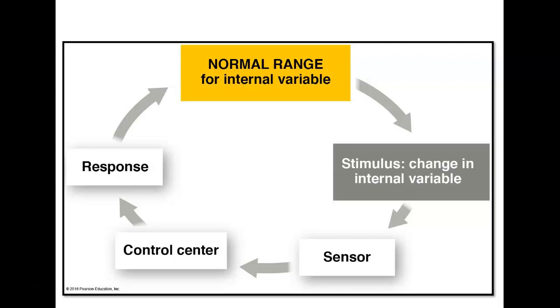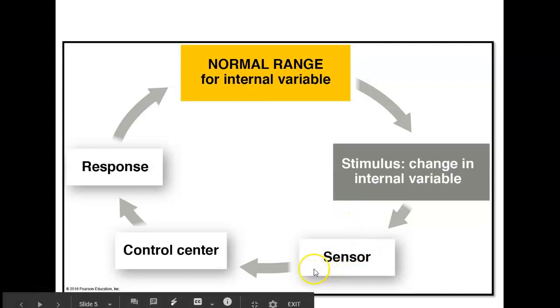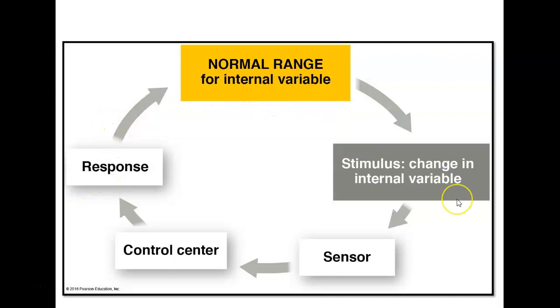So the pathway that this looks like, in the sense that you have a normal range, so that would be your set point. And if you deviate from that, then there's some kind of stimulus that's acting as that internal change that's detected by a sensor. And that sensor goes to whatever happens to be monitoring, or the control center, to then trigger, formulate, and execute some kind of response to bring you back to that normal range.